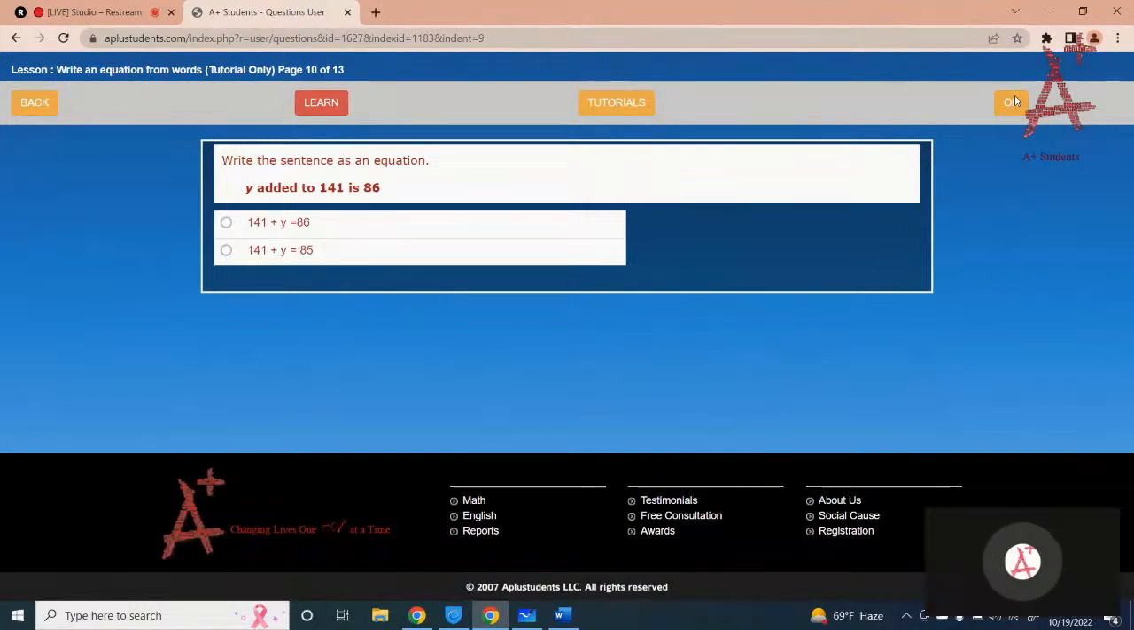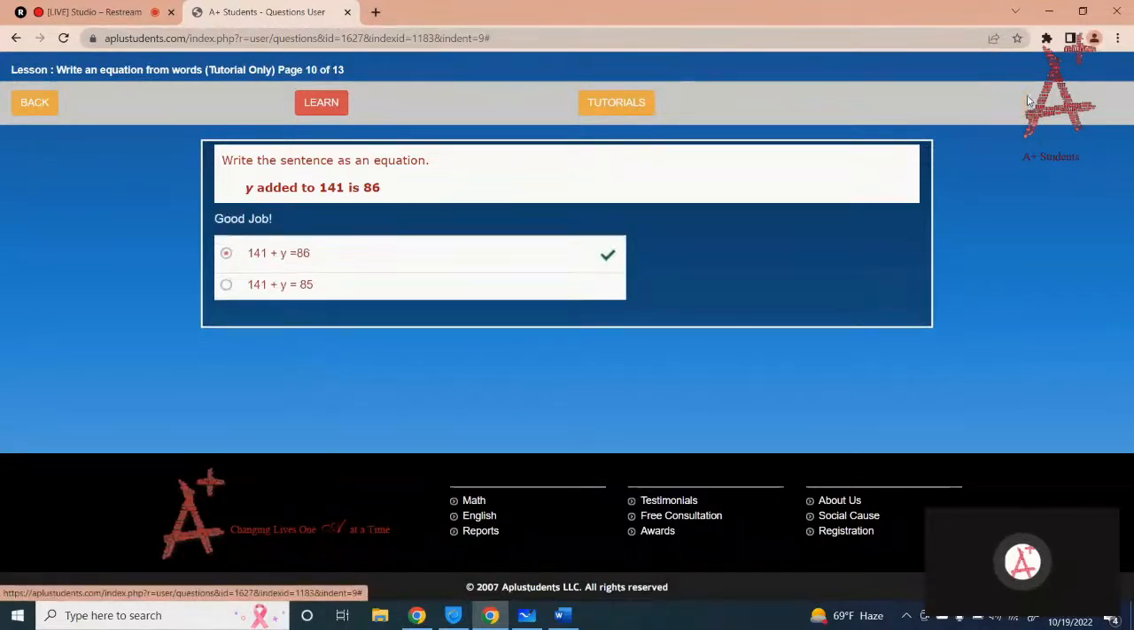Write the sentence as an equation. Y added to 144 is 86. That means you have to add y to 141. So 141 plus y equals 86. Got it? So the first option is the correct one. Select the correct option and click on the OK button.